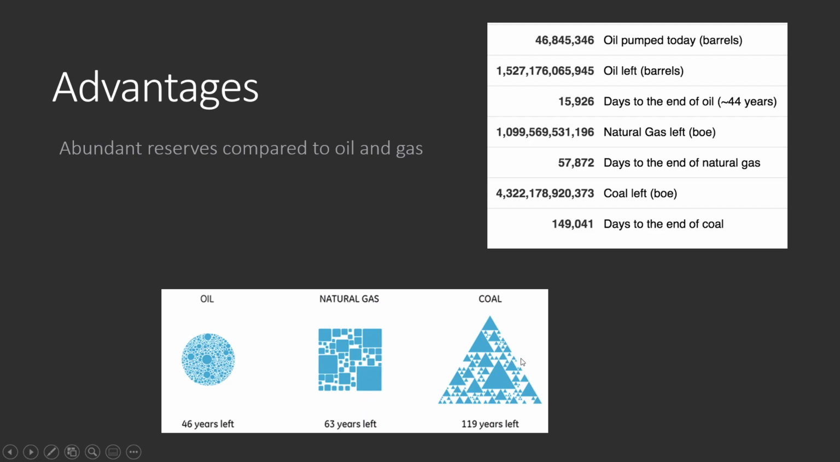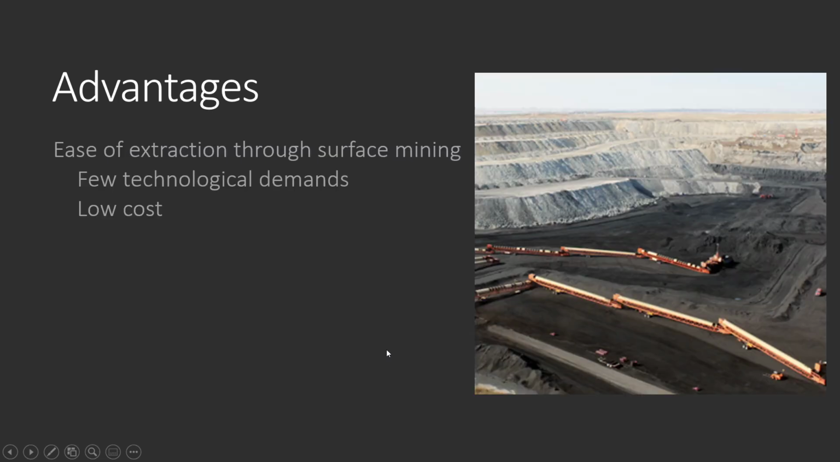So there's a lot more coal available. So we don't have to really worry too much. And that's a big part of it. So we can say we're going to have coal for a long time, but are we going to have coal forever? Some more advantages, of course, is that it's easy to extract. You can surface mine it. There's not a whole lot of technology involved in this process. Dig a hole, extract the coal, doesn't cost much.